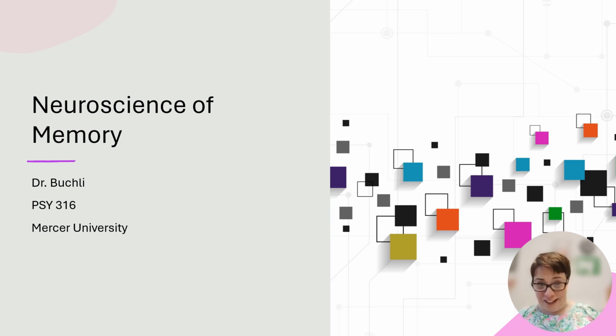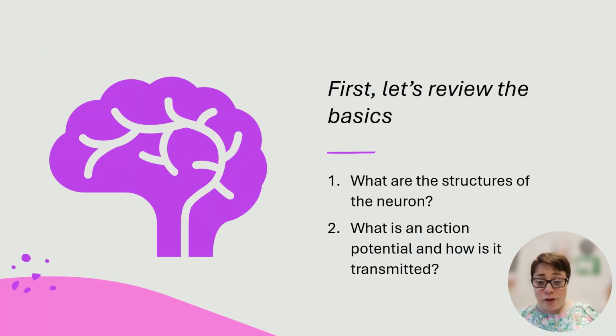This is our second lecture video, which provides an overview of the neuroscience of memory. First, to start, I'm going to review some of the basics. We're going to talk about the structures of the neuron and what action potentials are and how they are transmitted.